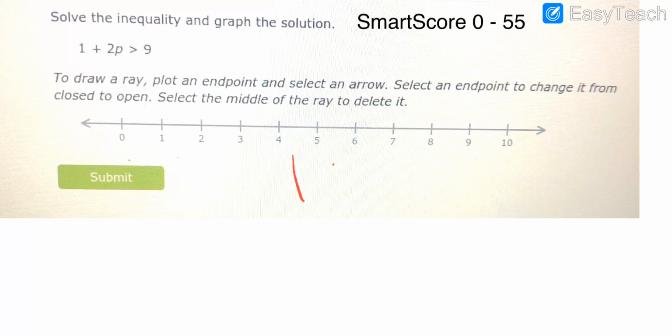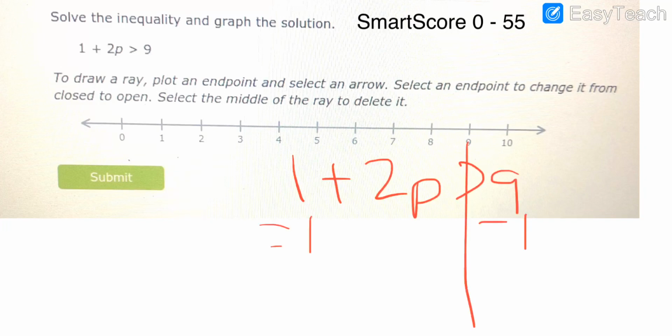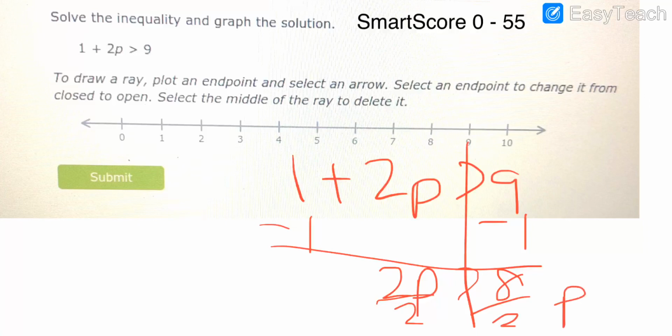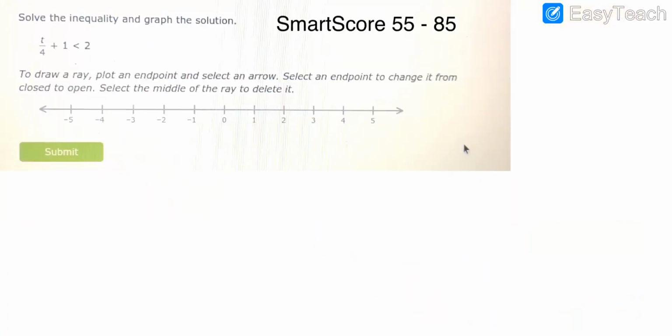I've got 1 plus 2p is greater than 9. Remember, draw our line, subtract 1 on both sides, and I get 2p is greater than 8. Divide both sides by 2, and I get p is greater than 4. My inequality symbol is greater than, so I have an open circle at 4, and I want numbers greater than 4, which means I'm going to go to the right. These are the types of questions that will get you up to a 55.